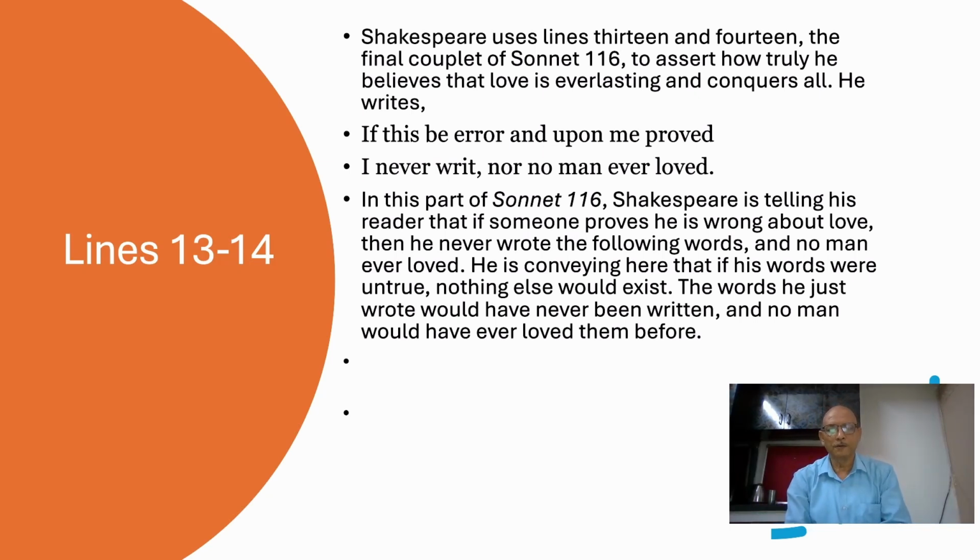In this part of Sonnet 116, Shakespeare is telling his reader that if someone proves he is wrong about love, then he never wrote the following words, and no man ever loved. He is conveying here that if his words were untrue, nothing else would exist. The words he just wrote would have never been written, and no man would have ever loved before.